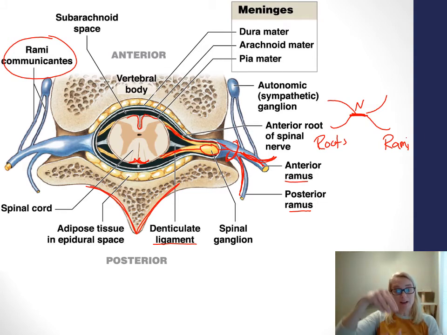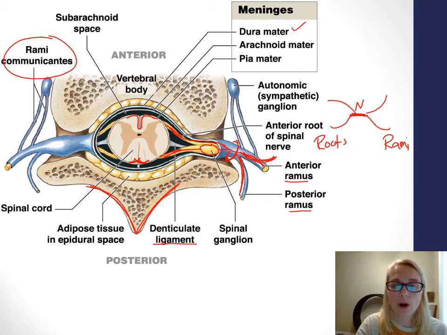So we had that filum terminale helps to stabilize it longitudinally, connecting to the coccyx at the bottom. And then at every level of the spinal cord, basically every vertebra, you're going to have these little denticulate ligaments coming off and stabilizing it so it doesn't shake around laterally within that vertebral column. Okay, so let's take a look at our meninges in this perspective.